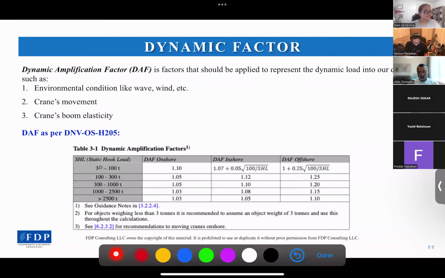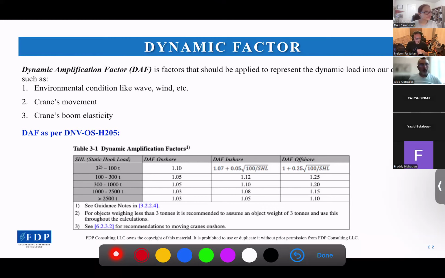That's for the rigging weight calculation. Now we continue with the dynamic factor. Dynamic factor is factors that we should apply into our analysis that will represent dynamic load during lifting. As I have mentioned before, the dynamic loads can be caused by environment conditions like wind, wave, and other things that possibly can move the object horizontally or vertically.